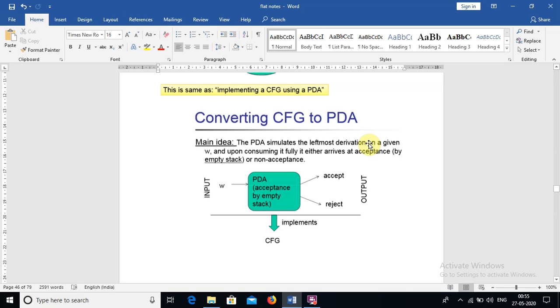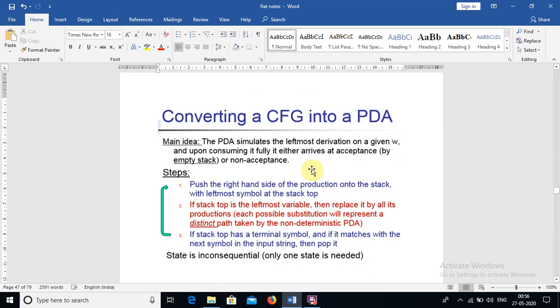So this is the way we can give a diagrammatic representation. We can give the input to the PDA, and the PDA by empty stack may accept or reject, and we will finally get the output. And from the PDA we can implement the CFG. For that reason we can follow the procedure here. So these are the steps.